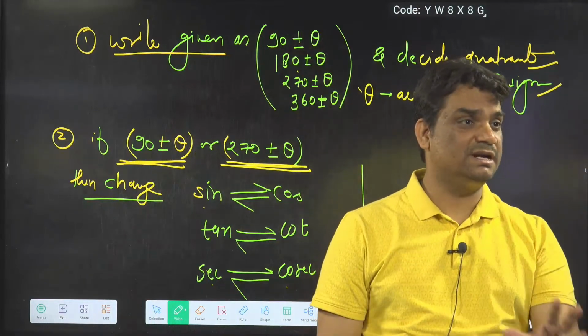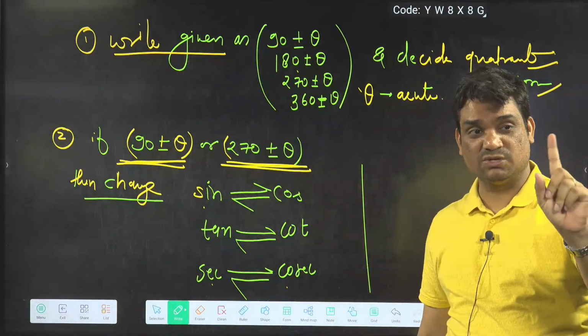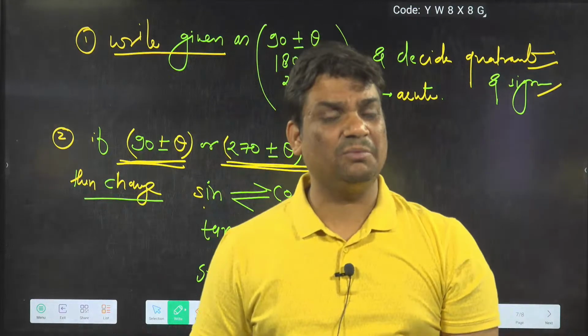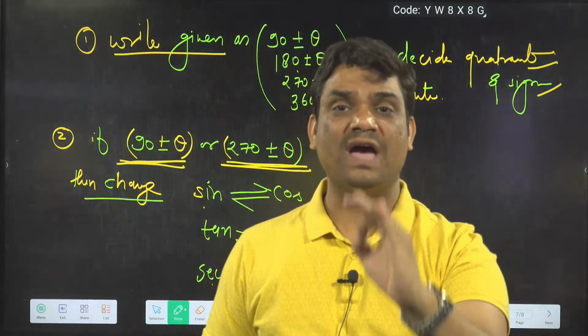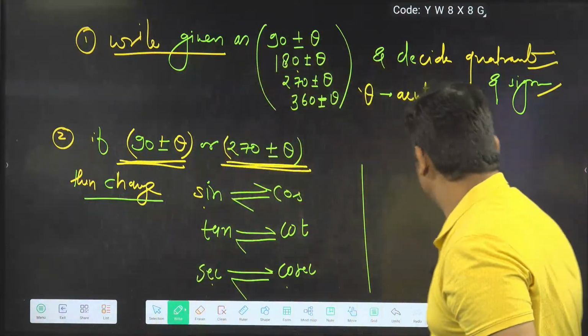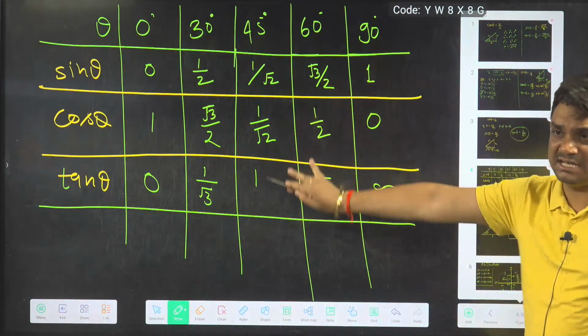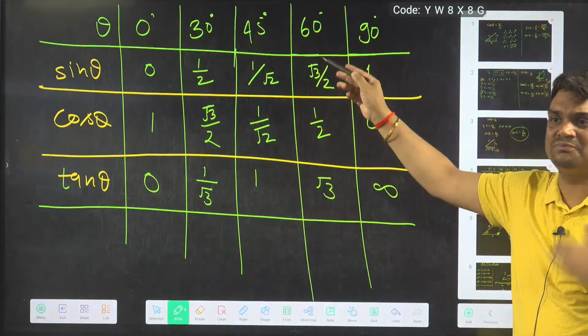If 90 or 270 is there, then only I will change. And remember, theta should always be acute. Acute means theta must be less than 90. And why am I saying less than 90? Because I have told you values only up to 90. If you see this table, I have told you only up to 90. So theta must be less than 90, because up to 90 degrees you know the values clearly.